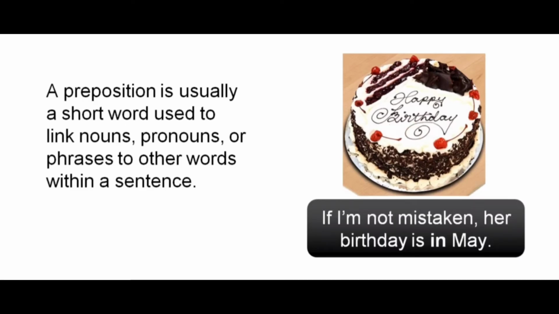Remember that a preposition is usually a short word used to link nouns, pronouns, or phrases to other words within a sentence. Have a look at the example over here. If I'm not mistaken, her birthday is in May. Note that the word "in" is a preposition and it's used to link the noun May to her birthday.